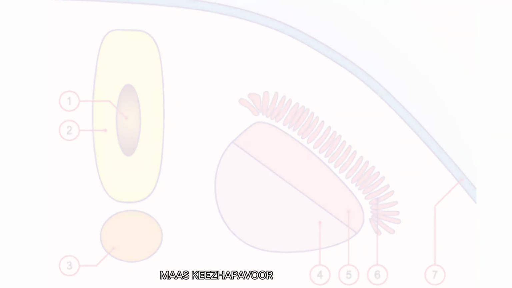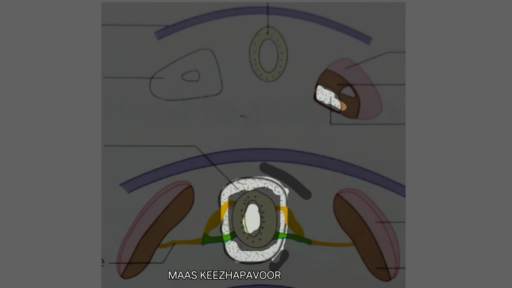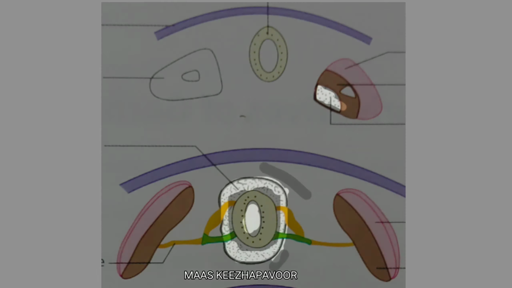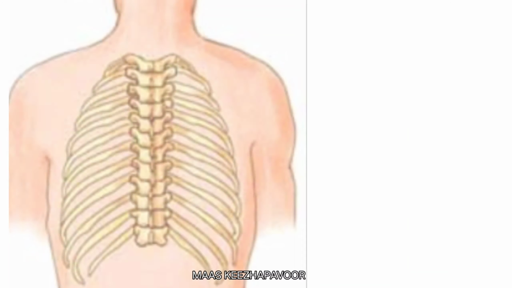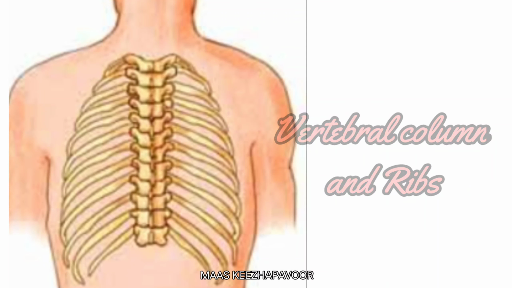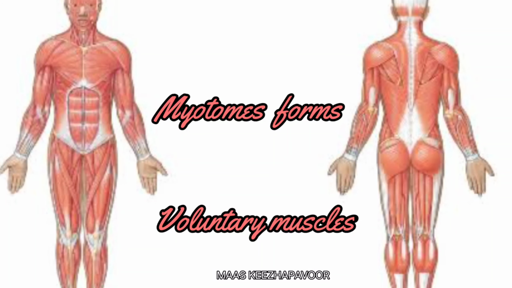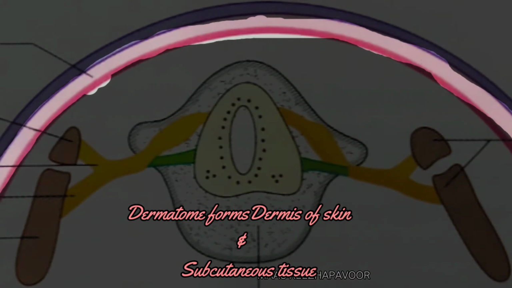The sclerotome cells proliferate, migrate to surround the notochord and neural tube. They form the vertebral column and the ribs. Myotome forms the voluntary muscles attached to the axial skeleton. These muscles are supplied by the nerve of that somite. Dermatome forms the dermis of skin and subcutaneous tissue.